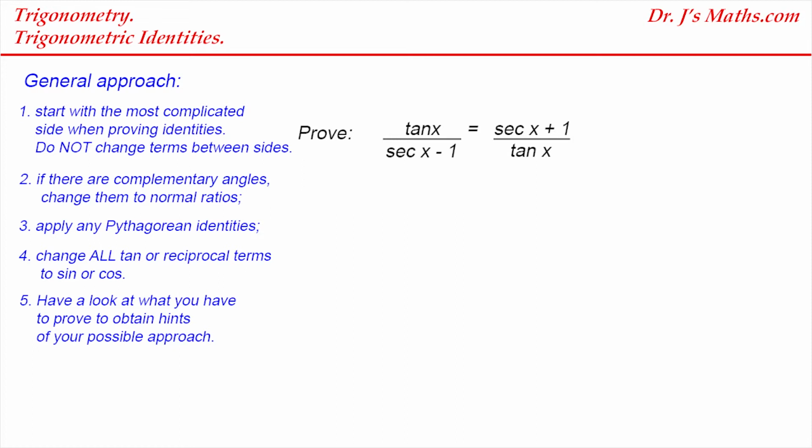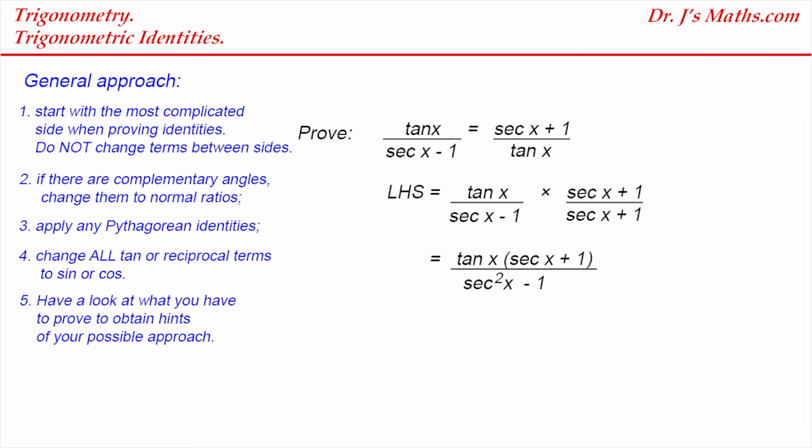So write down tan x over sec x minus 1 for the left-hand side and multiply top and bottom by sec x plus 1 over sec x plus 1. Multiply the two numerator terms together, so we've got tan x times (sec x plus 1), and the denominators go to sec squared x minus 1, which is a Pythagorean relationship, so we can replace the denominator with tan squared x. So one of the tans in the numerator goes out with one of the tans in the denominator, leaving us with sec x plus 1 over tan x, which is where we wanted to go, so it's equal to the right-hand side.